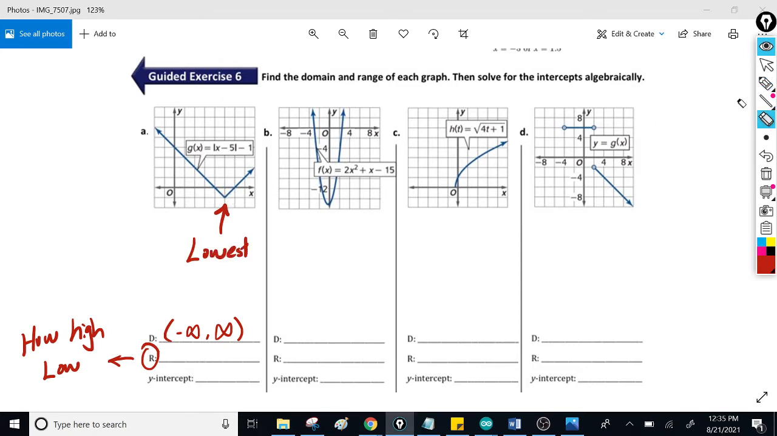And if you don't see an open circle, we will assume this is a closed circle. That means the lowest point right here is included, all right, it is part of the function. So this is negative 1. And since it is included, we will use a bracket.